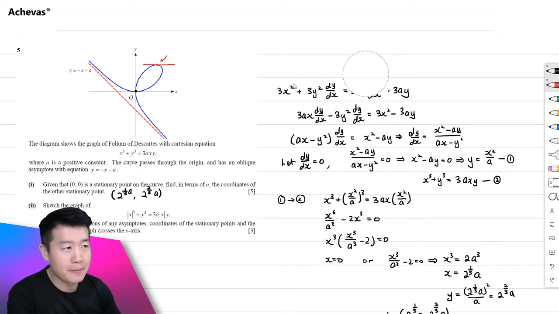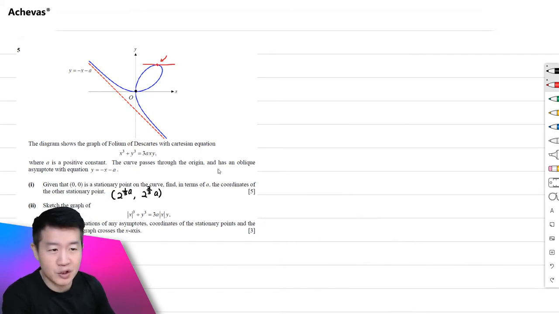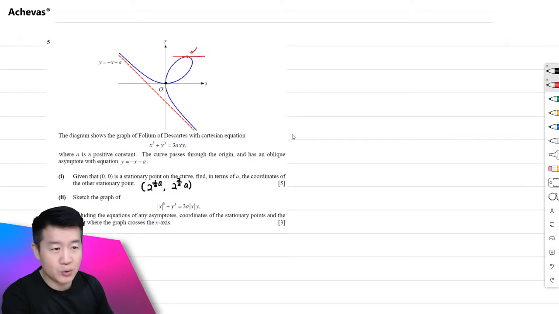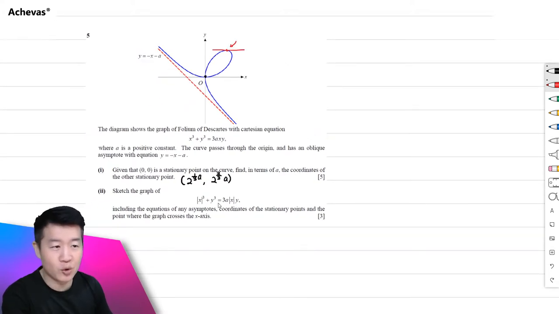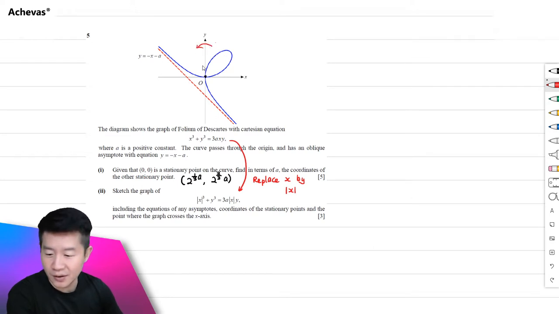So anyway, this was part 1. Okay, and we have gotten the coordinates of the stationary point. Part 2, we are supposed to let it undergo this transformation. We replace all the x by modulus of x, right? From here to here. Let me write it down. So we replace x by modulus of x. Which means that this part is going to remain, and this part will disappear. Whatever is on this part is going to be reflected over to the other side. That is why one of you was saying that this looks like a ribbon.